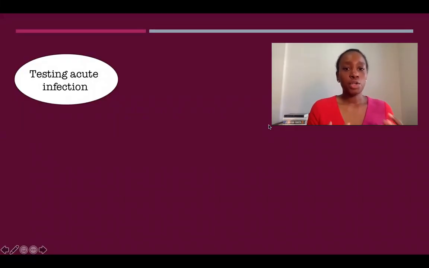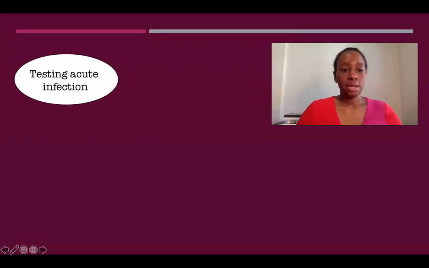Given that there's currently no vaccine available to protect those people who have not yet been exposed to the virus, and there's no silver bullet treatment for those who have already been infected, diagnostic testing has become the foundation of how we can actively work to prevent transmission of COVID-19.